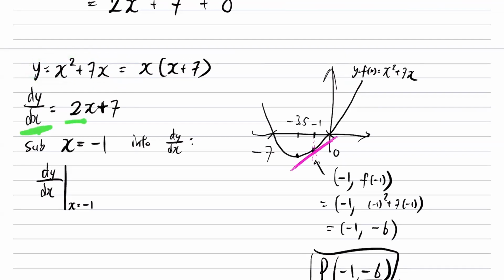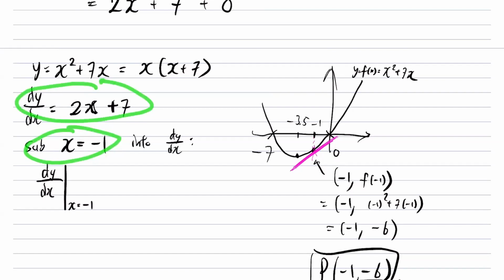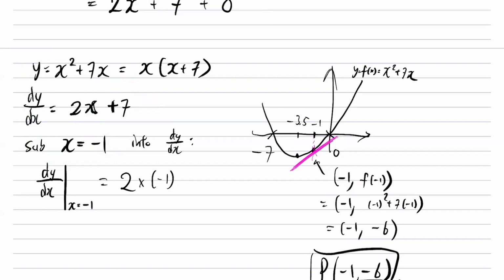It is 2x plus 7. I hope my handwriting is clear enough. Then after you sub in x equals -1, why can we sub in? It's because it's a function. So you put -1 into the x. You end up with what? 2 times -1 plus 7, which is 5.